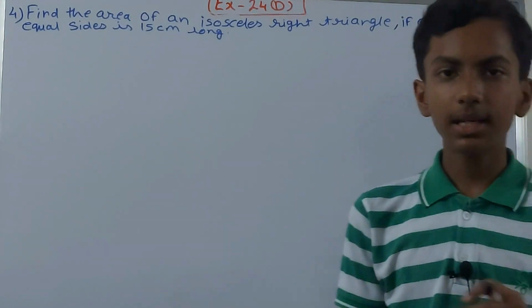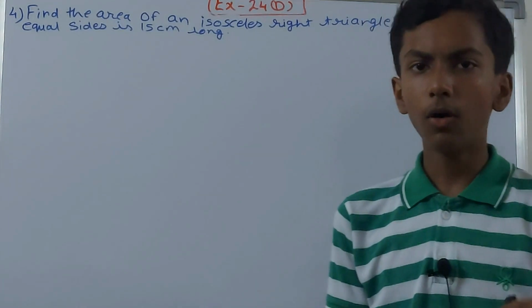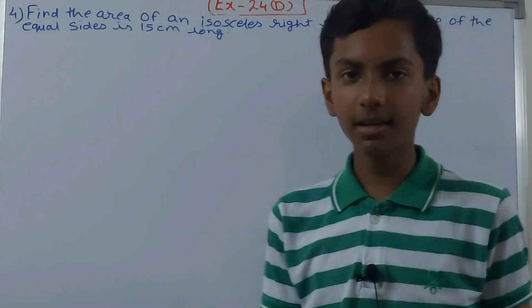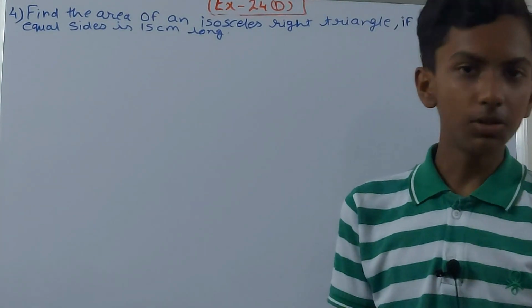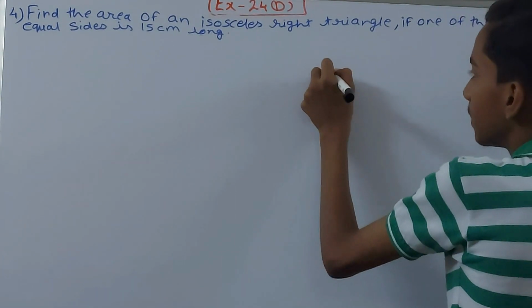Basically they've just given us a different type of triangle, or rather it's the same thing, only they've named it so that we get confused. We won't have to make any change in our formula or calculation. An isosceles right triangle is something like this.